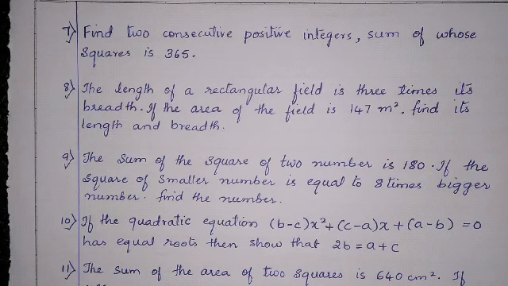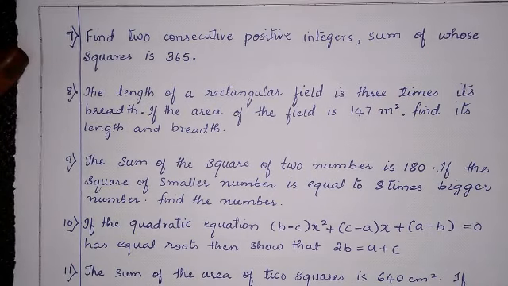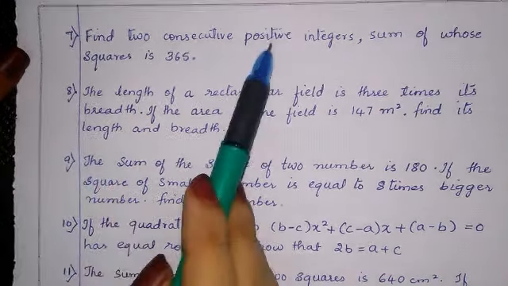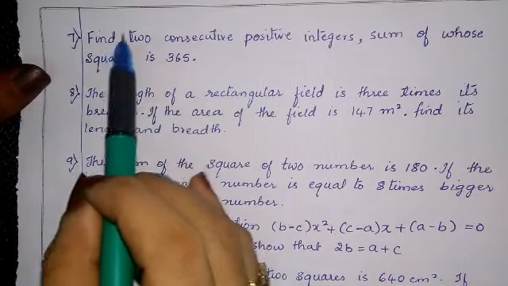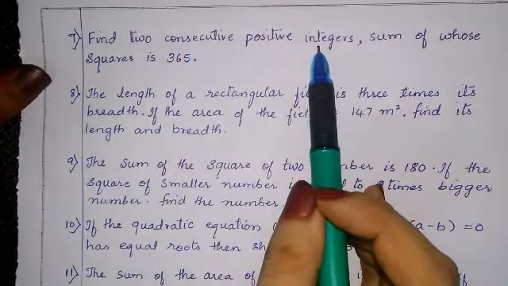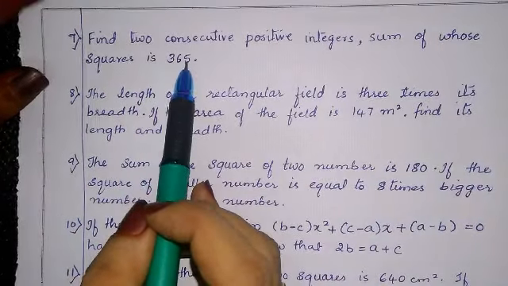Today I am here with a continuation of quadratic equations, important problems from the department question paper. In my previous video I completed till question number 6. Now let us start question number 7: find two consecutive positive integers such that the sum of whose squares is 365. So let us solve question number 7.